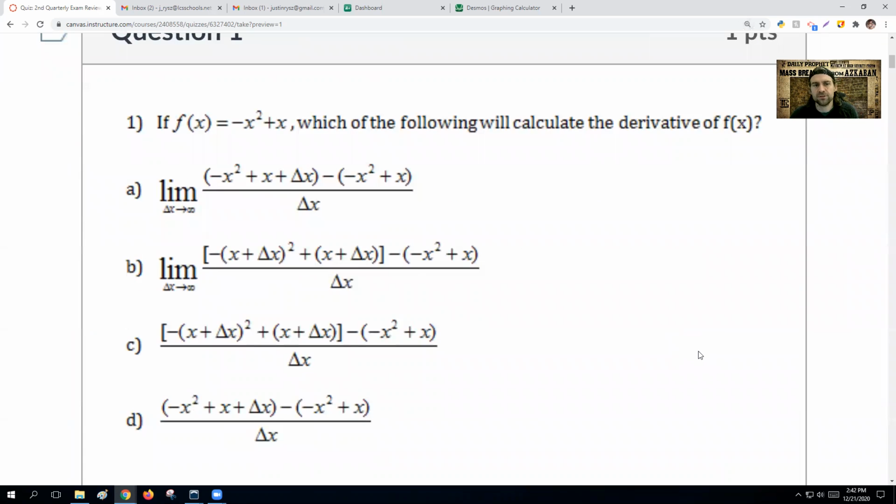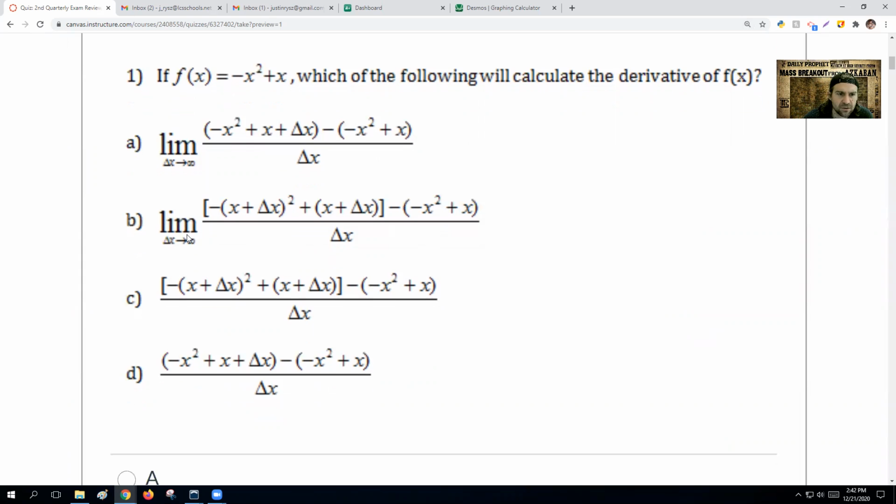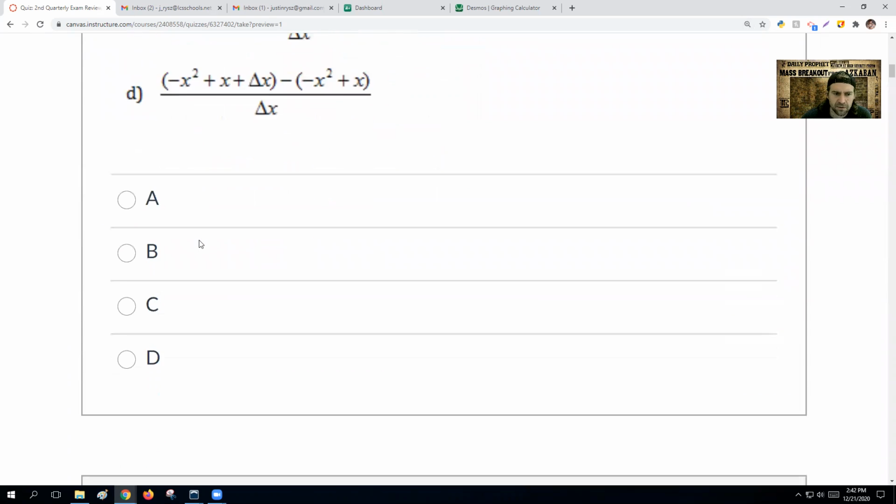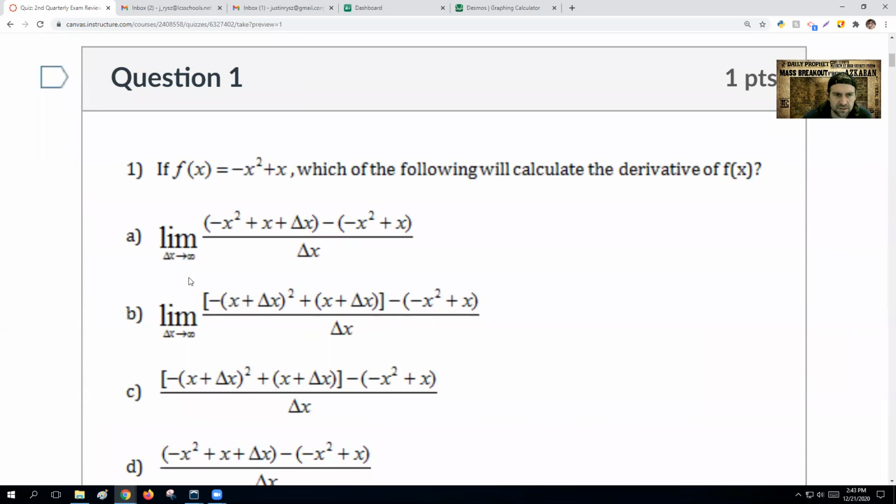So let's start off with the first question here. If f of x equals negative x squared plus x, which of the following will calculate the derivative? First off, it's either between A or B, because we need to have, actually it should be going towards 0. So it's technically neither one of those, but it should be going towards 0.